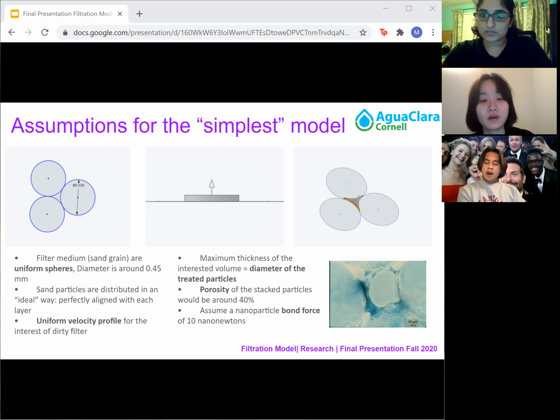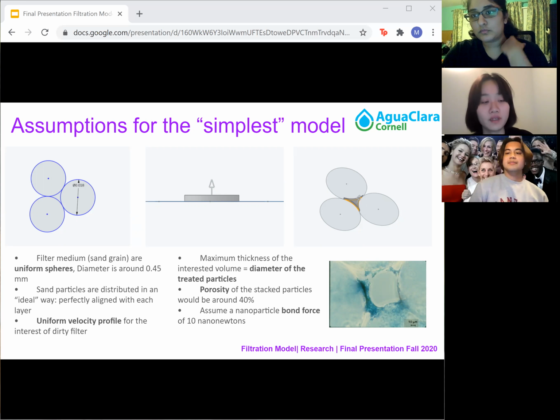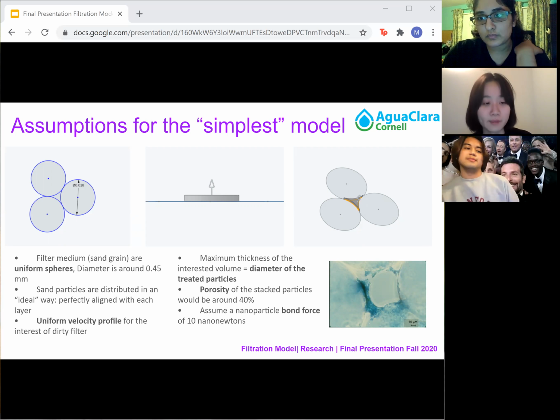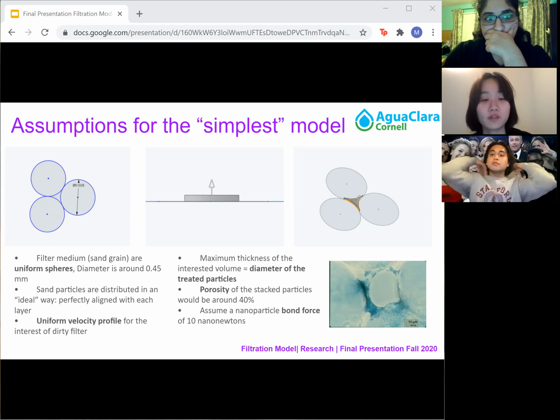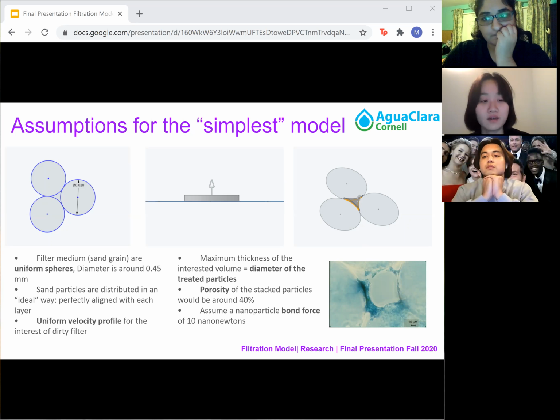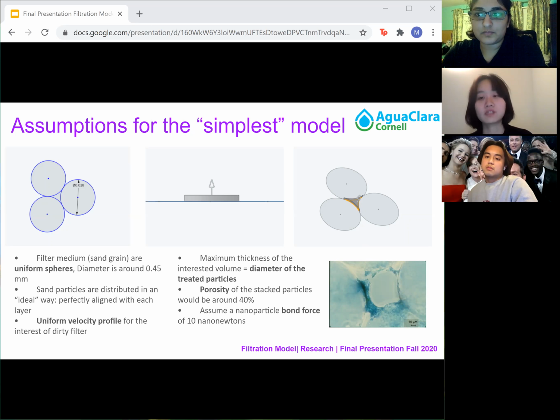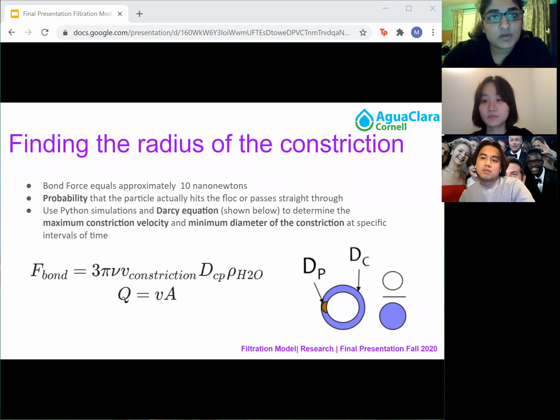We also assume that all particles are distributed evenly around the pore with a void space of 40%. In this case, we can calculate the projected area in terms of the bond force mentioned in the hypothesis section. We assume a value of 10 nanonewtons bond force. So from previous research, and as Valentina mentioned, we were able to determine that the bond force has a magnitude that is on the scale of nanonewtons, which we assume to be around 10.